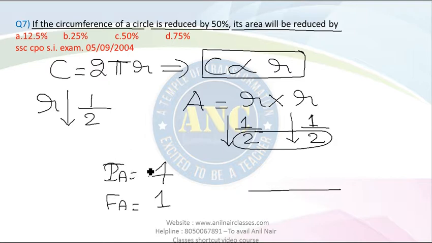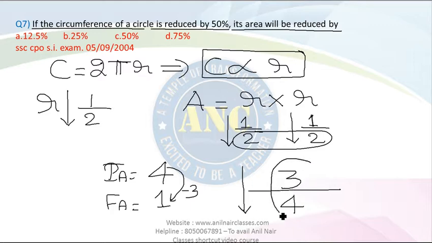Percentage decrease. Initially it was 4. Write down 4. 4 is becoming 1. That means there is a decrease of 3. There is a decrease of how much? 3. 3 by 4 is nothing but 75%. Decrease is nothing but reduction. That means there is a reduction in area by 75%.